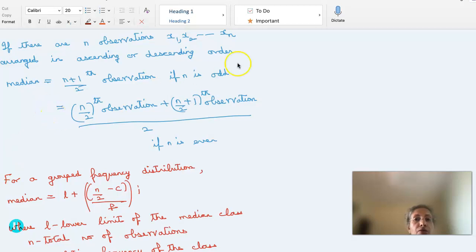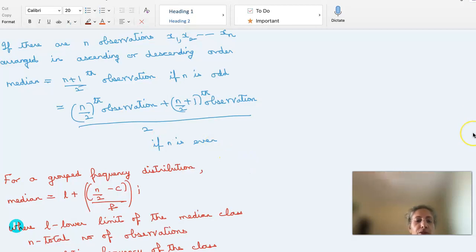So coming to the basic formulas, if there are n observations x1, x2, ..., xn arranged in ascending or descending order, the median is defined as the (n plus 1) by 2th observation if n is odd, and it is the average of the n by 2th and (n by 2 plus 1)th observation if n is even. That means you take the n by 2th observation plus the (n by 2 plus 1)th observation and divide it by 2, and that will be the median.